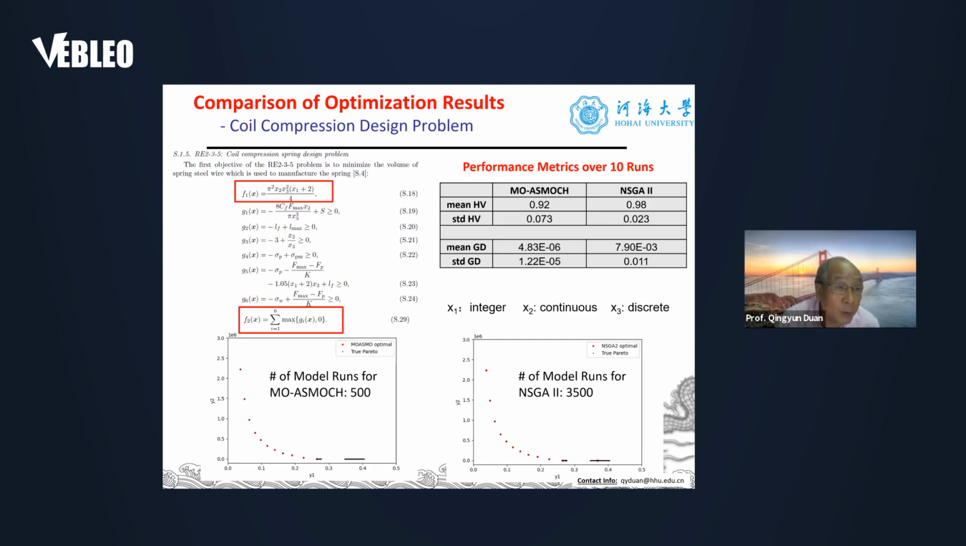And this is another one, the coil compression design problem. So it's a spring design problem. Again, here is the MO ASMO solution, and here is the NSGA solution. 500 versus 3,500. So you have very similar metrics. Here, we have a somewhat smaller hypervolume. That's because our solution actually has fewer points than theirs, so our volume is a little bit smaller. But the distance, we have much smaller distance to the reference front.